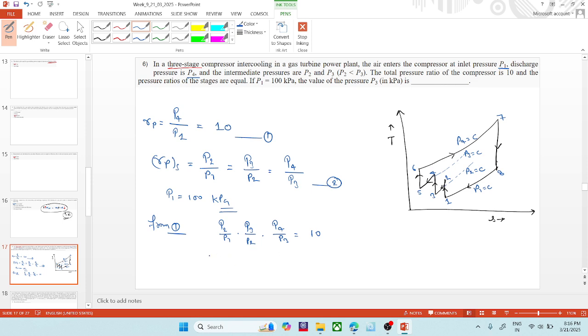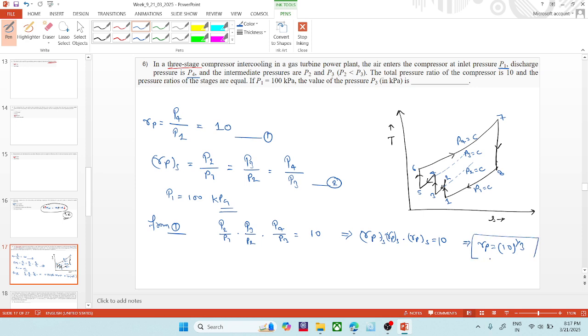And all these things are having the value of RP, RP, RP, RPS into RPS is equal to 10. So from that, RP is equal to 10 to the power 1 by 3.